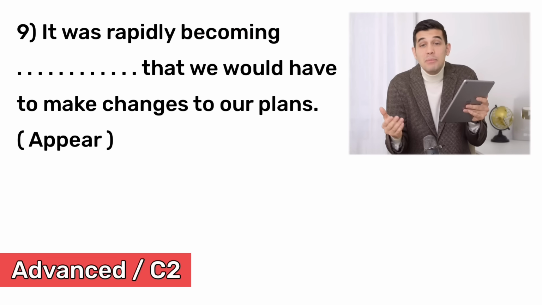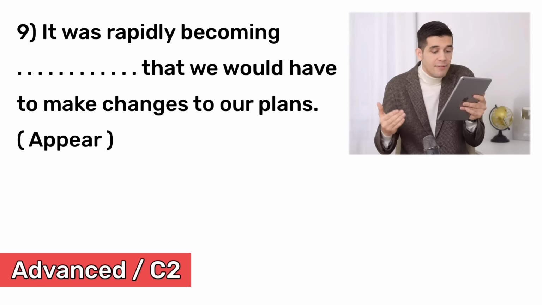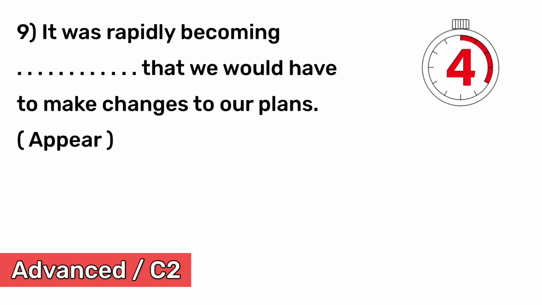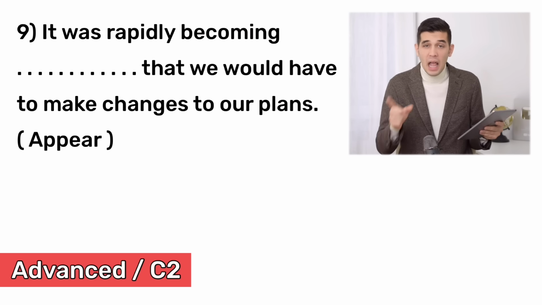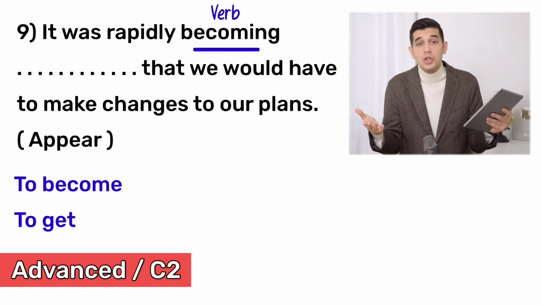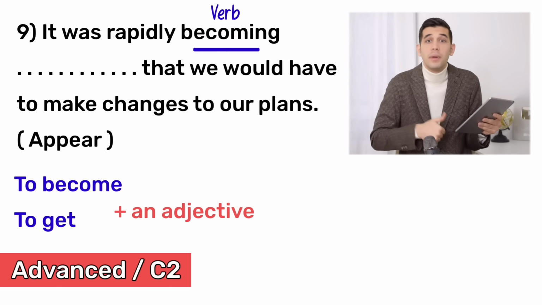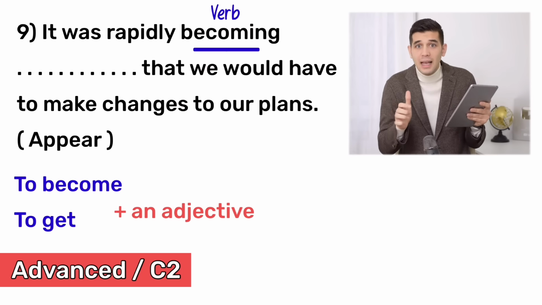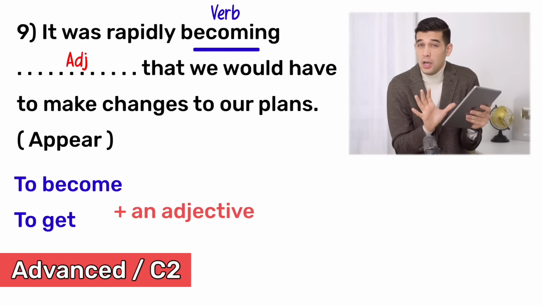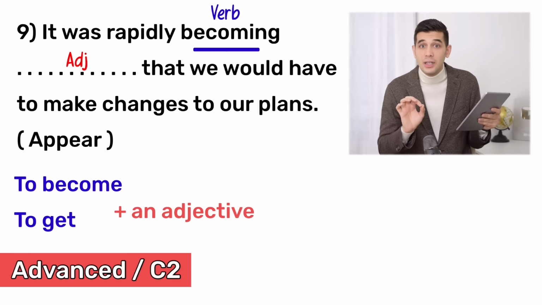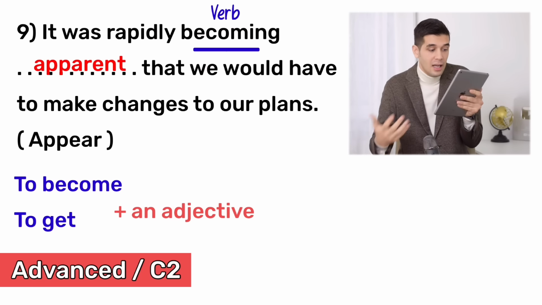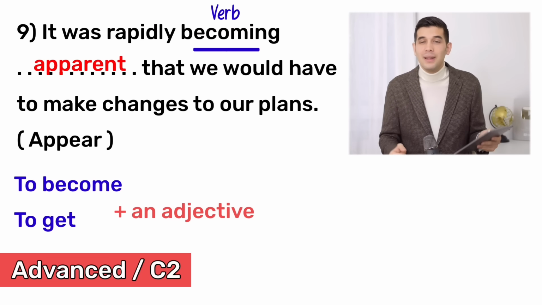It was rapidly becoming that we would have to make changes to our plans. And the word is appear. This is quite simple. After the verbs become or get, we can use an adjective like become angry or become sad or get angry or get sad, right? Now here we have becoming. And after that, we need an adjective. What is the adjective of appear? Because appear is a verb. The adjective is apparent. Apparent. So it was rapidly becoming apparent that we would have to make changes to our plans.